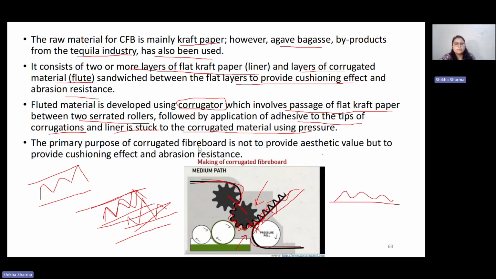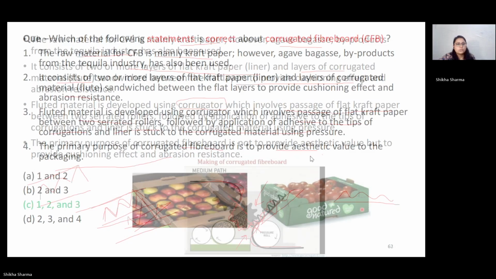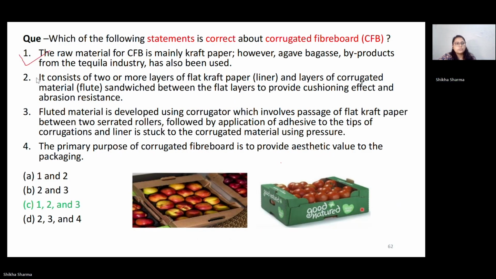The primary purpose of the corrugated fiber board is not to provide aesthetic value, but to provide the cushioning effect and the abrasion resistance. So statements 1, 2 and 3 are correct, and 4 is not correct.